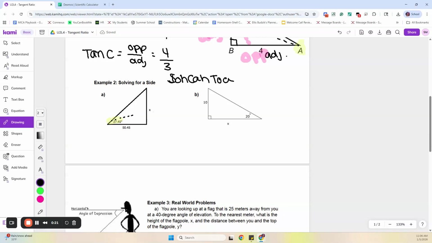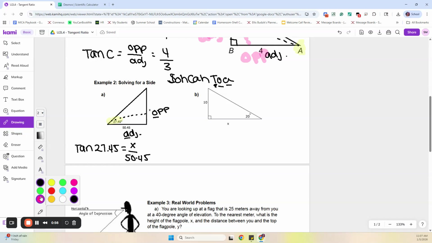Now, if I look at the side lines here, this x is going to be opposite of that angle. And then this side right here is right next to it, but it's not the hypotenuse, so that's going to be our adjacent side. So if I have O and then A, I'm going to go over to SOHCAHTOA and see which one, S, C, or T, has an O and an A, and that's going to be my T for tangent. So when I set this up, I'm going to do tangent of my angle, so tangent of 27.45 degrees equals my O, my opposite, x, over my adjacent, 50.45.